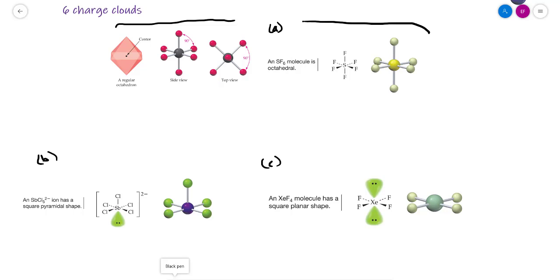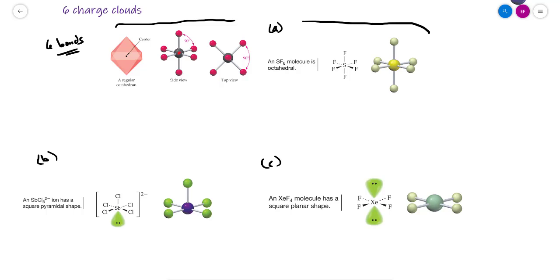So 6 charge clouds. If we have 6 charge clouds and 6 bonds, that's always the simplest example, then we have this top scenario. Imagine you have a central atom here, like this, and then you've got 6 red objects all positioned equidistantly around it.